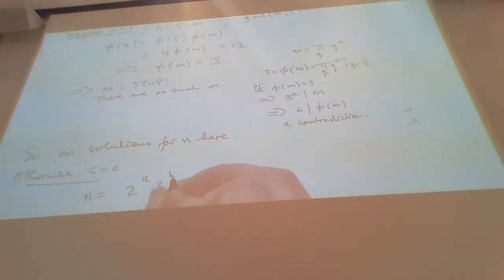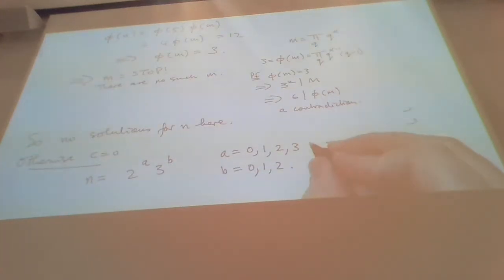It's 2 to the a, 3 to the b. But the a's and b's, there was the most flexibility there. What were the conditions? A was 0 through 2, and b was 0 through 1. So a is equal to 0, 1, 2, or 3. B is 0, 1, or 2. Not saying that these are just the possibilities.